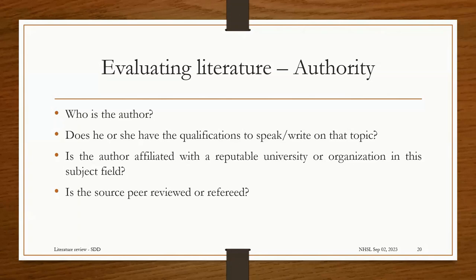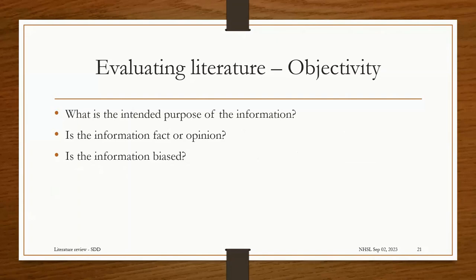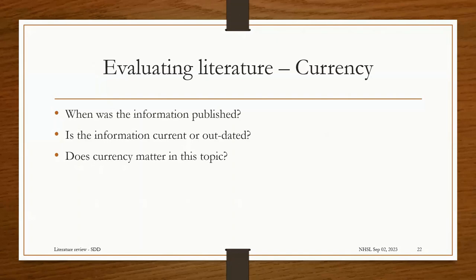Also, check the journal, because if they say they are going to publish on Monday, that can't be a good journal, because you can't publish articles on Monday. And objectivity: what is the intended purpose of the information? Information, fact, opinion, and is the information biased? Bias is an unfair estimate, in other words. And then, when was the information published, current or outdated?